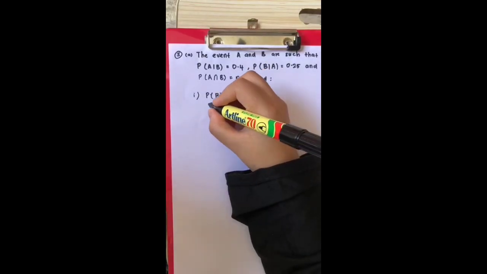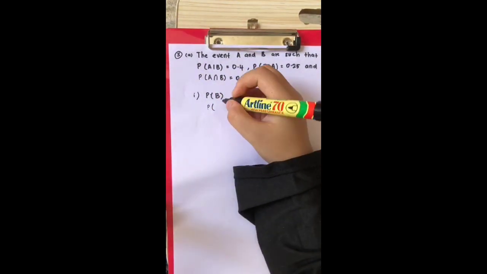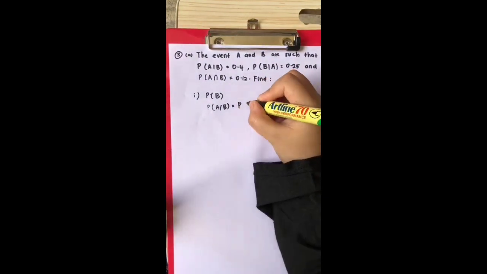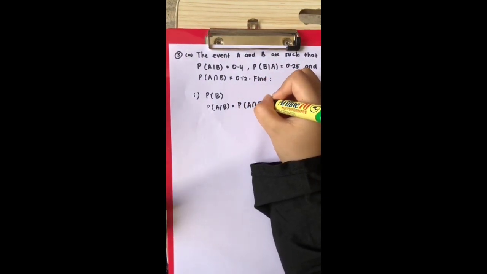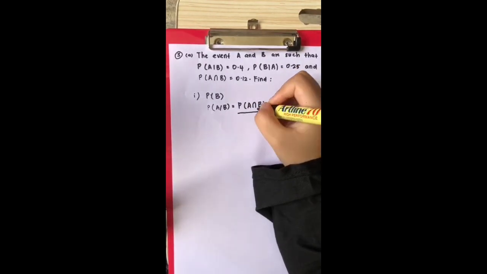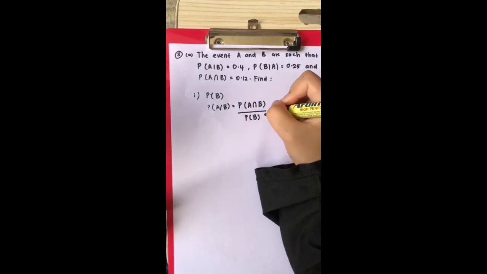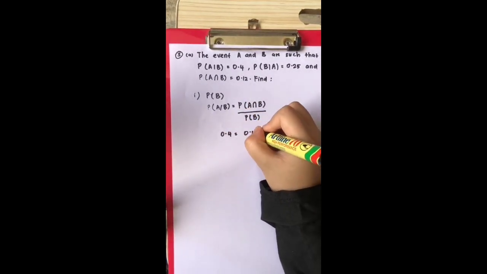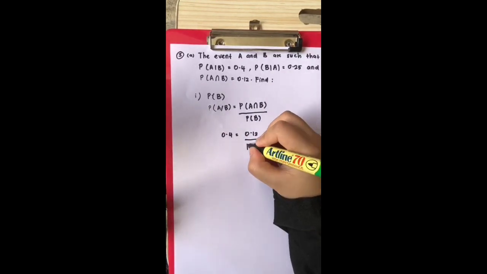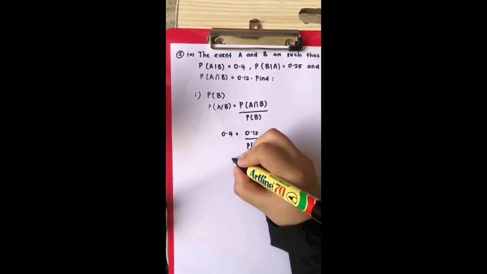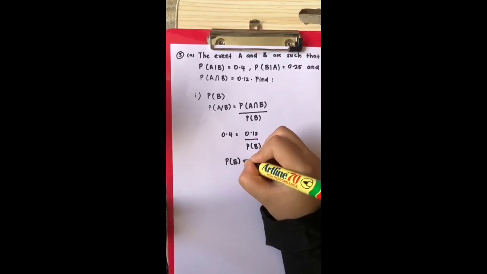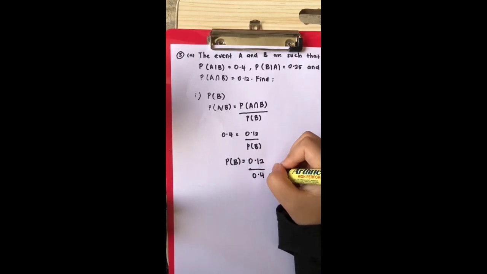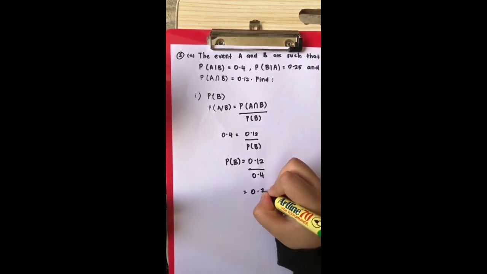For question 3A1, the question is to find probability B. The formula is probability A given B equal to probability A intersect B over probability B. We just substitute the values: probability A given B equal to 0.4, probability A intersect B is 0.12, and probability B equal to 0.12 over 0.4. So the answer is 0.3.